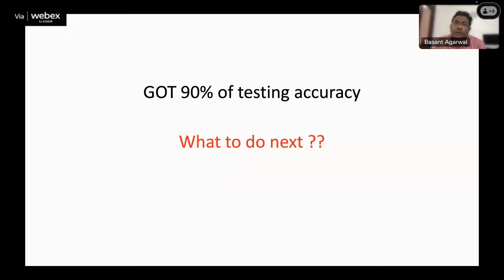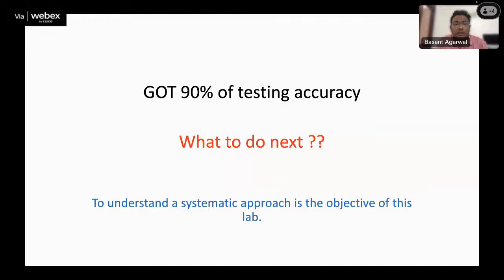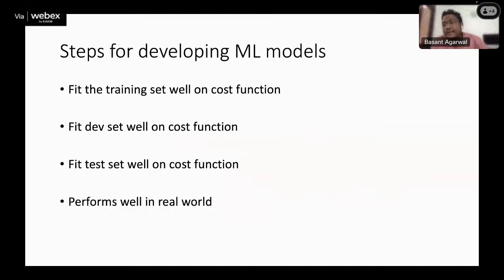Now it is important to understand if there is any problem, or whether we can further improve the performance or not, yes or no. So that's the important concept that we'll learn through the bias and variance of the model. This is to understand the systematic approach, which is the objective of this lab, through bias and variances.